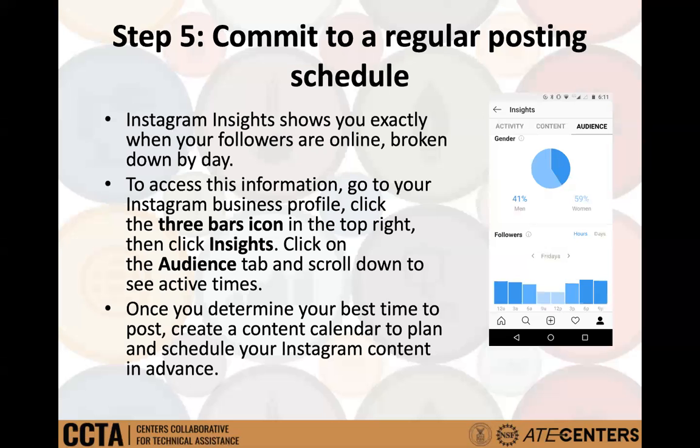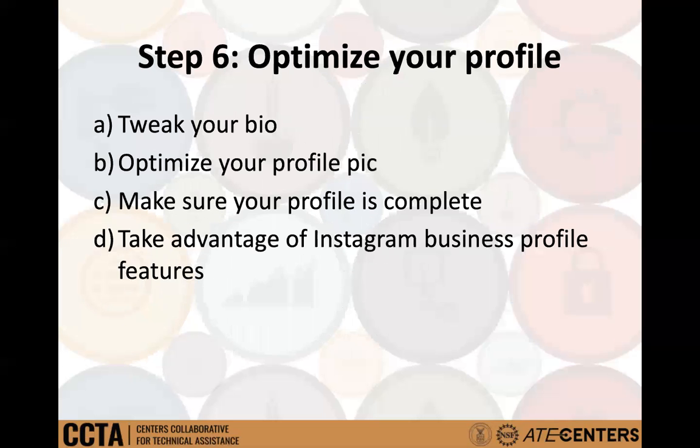All right, so step 6 is to optimize your profile. Your bio is really important. It's only 150 characters long in Instagram, but it really needs to tell, especially first-time people, who you are, what your program is all about, and why they should care. And there's a lot of information to try to cram into those 150 characters.